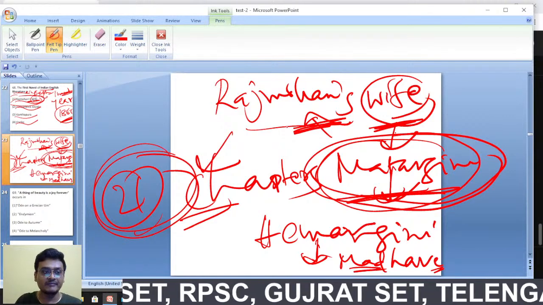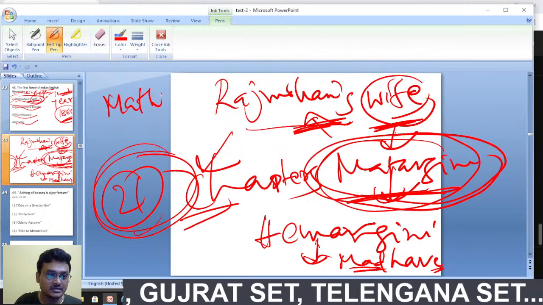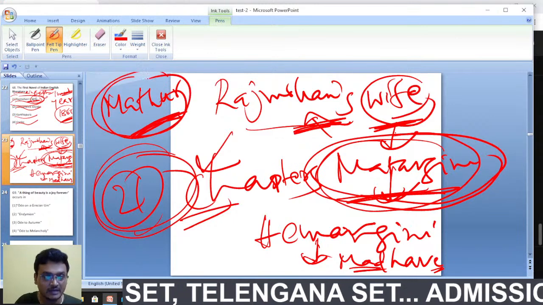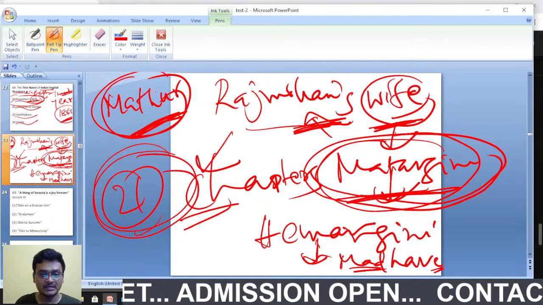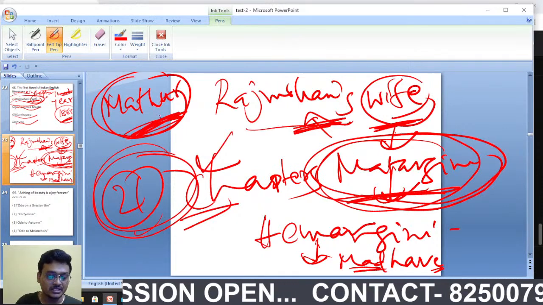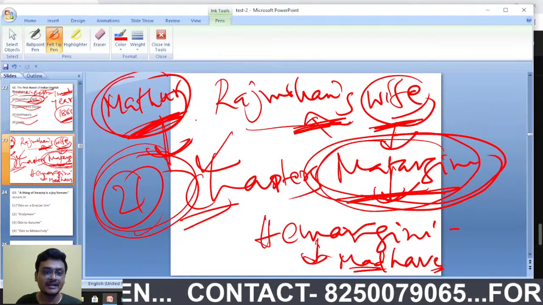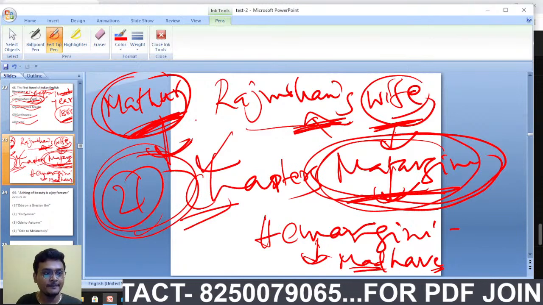Okay, there is also the villain. Mathur is the villain here, M-A-T-H. Mathur is the villain of that novel. So Rajmohan's wife Matangini, Hemangini, Madhav is married to Hemangini, whereas Mathur is the villain of this novel. Rajmohan's Wife was published in 1864.